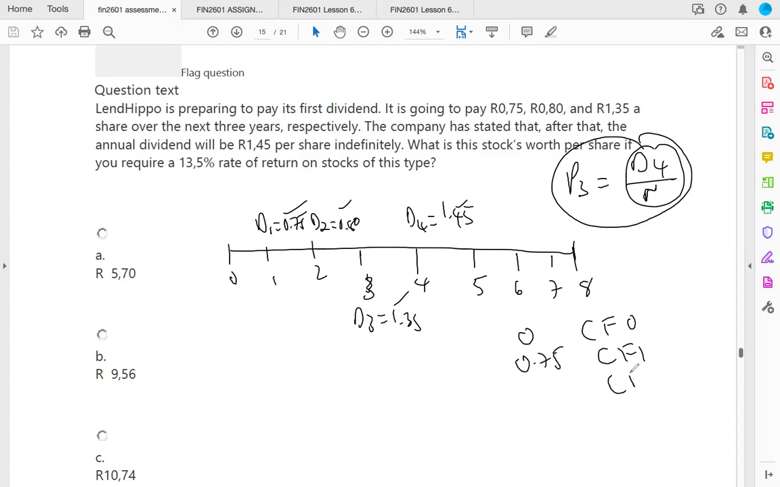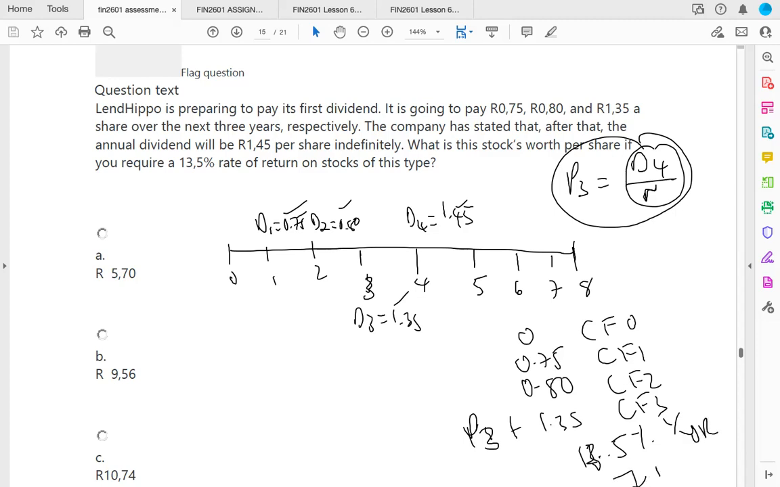where D1 is going to be the first cash flow, D2, the second cash flow, D3, the third cash flow, plus, so it's D3 plus P3. So you can do this 2 ways. 13.5% is the discount rate, then we calculate the NPV.